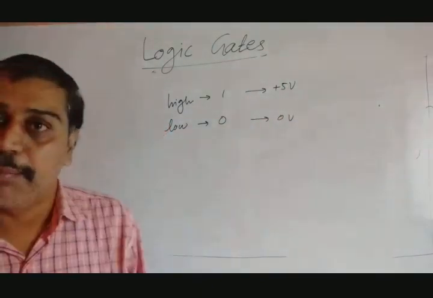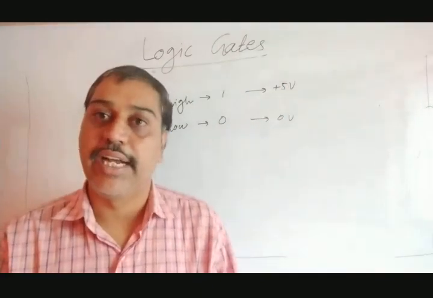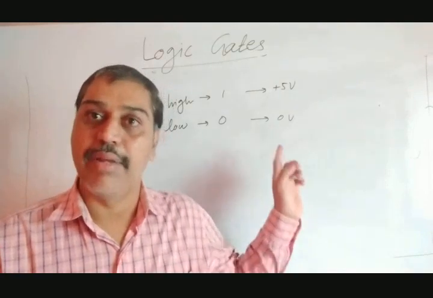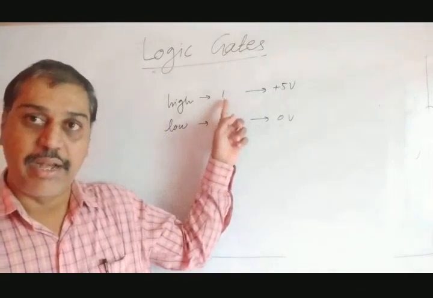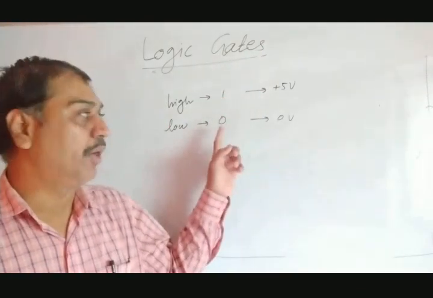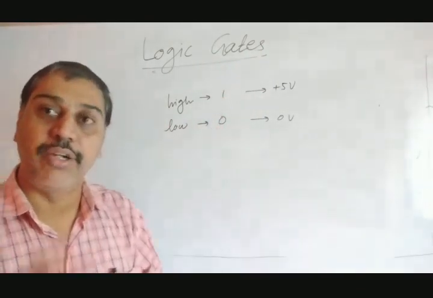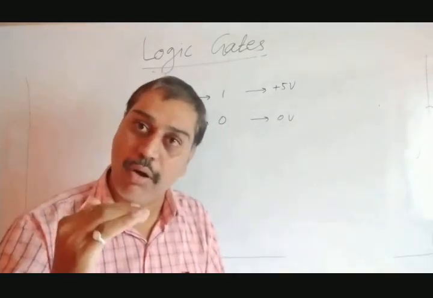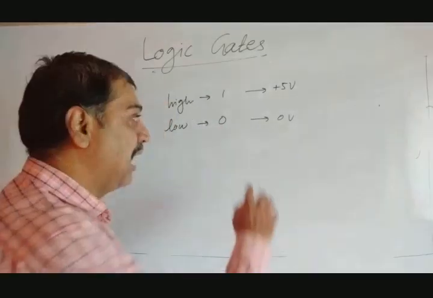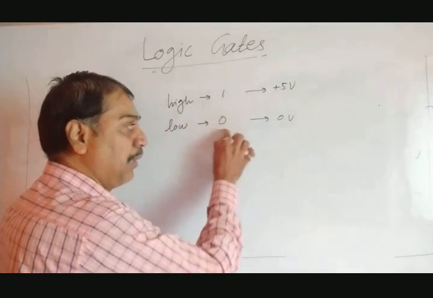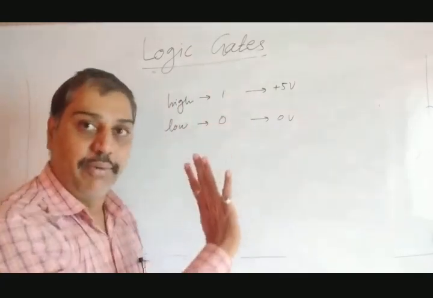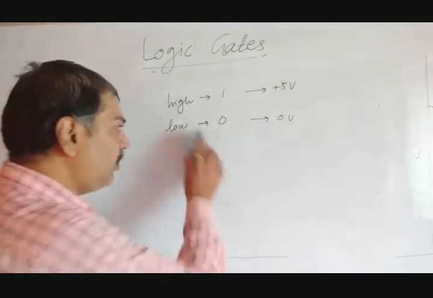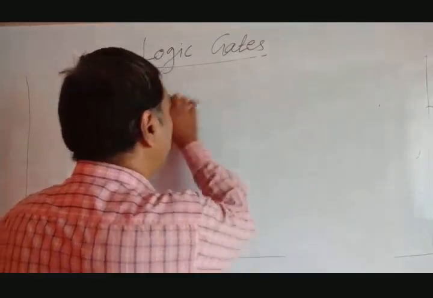And you have to remember that, because logic gates work on this. High means plus 5 volt, or we call it 1, and low means 0 volt, or we call it 0. So it works in 2 steps, either high or low. The high step is represented by 1, the low step is represented by 0. So it has only 2 steps, 1 or 0. Okay, let's go into detail. What exactly are logic gates, and how do they work?